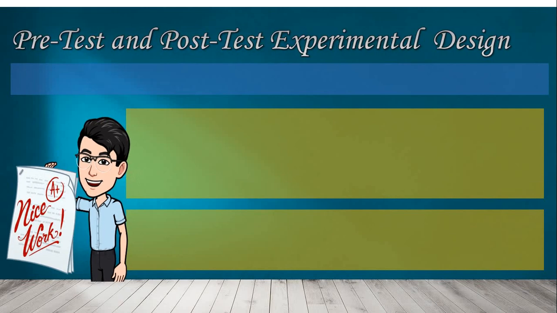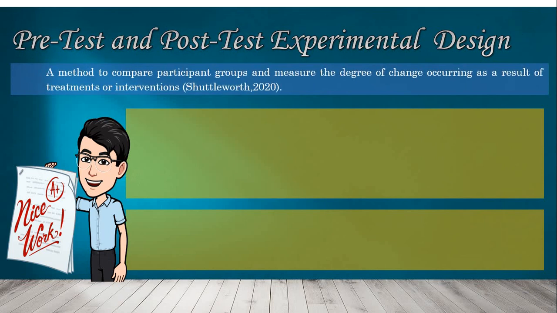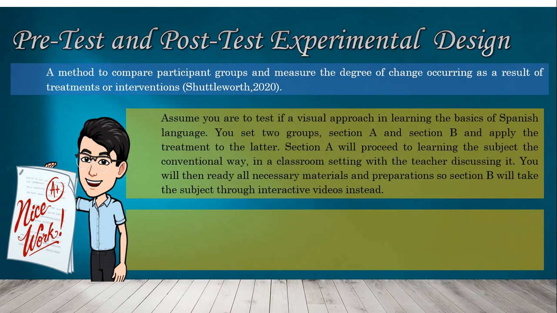Last, pretest and post-test experimental design. According to Shuttleworth, this is a method to compare participant groups and measure the degree of change occurring as a result of treatments or interventions. For example, assume you are to test a visual approach in learning the basics of the Spanish language. So you have to set two groups, the section A and the section B, and apply the treatment to the latter.